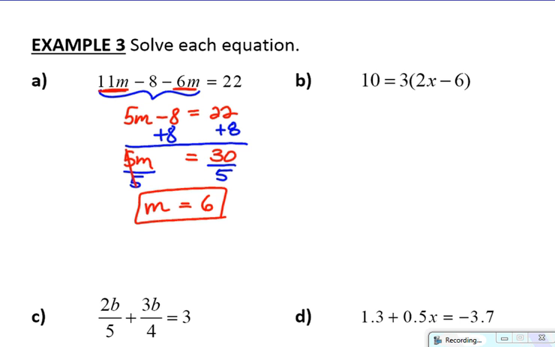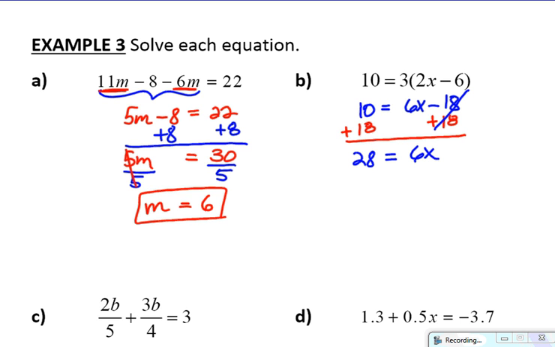Example B, the right side needs to be simplified on this one. So we'll distribute to get rid of the parentheses. So 3 times 2x is 6x, and then 3 times negative 6 is negative 18. Then once we do that, we'll start undoing. So in this case, we add 18 to both sides. And we'll end up with 28 is equal to 6x. Then we will need to divide both sides by 6 to undo that multiplication by 6.